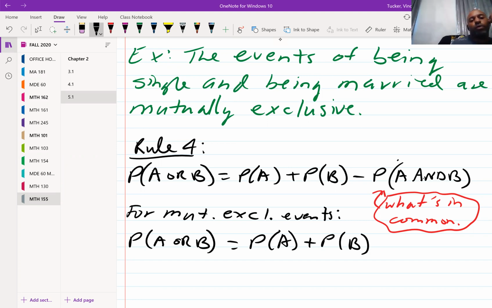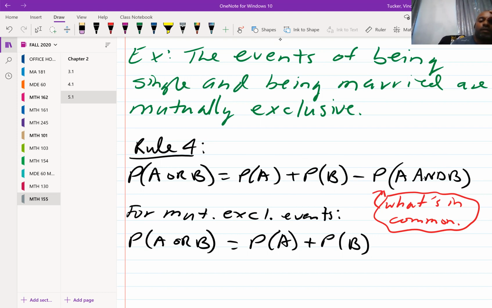All right, so rule 4, probability of A or B occurring. And this was that last thing that we did in that example. You take the probability of A, add it to the probability of B, and then you subtract what they have in common.